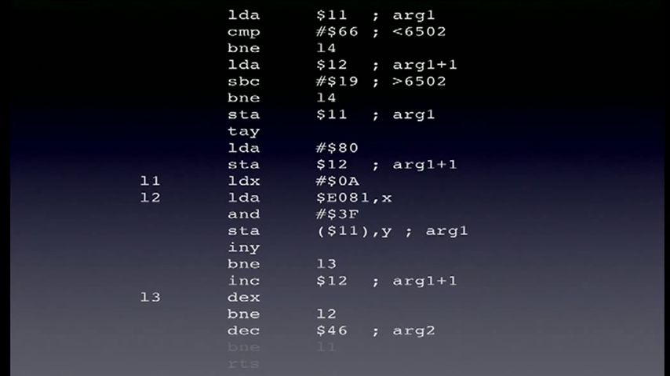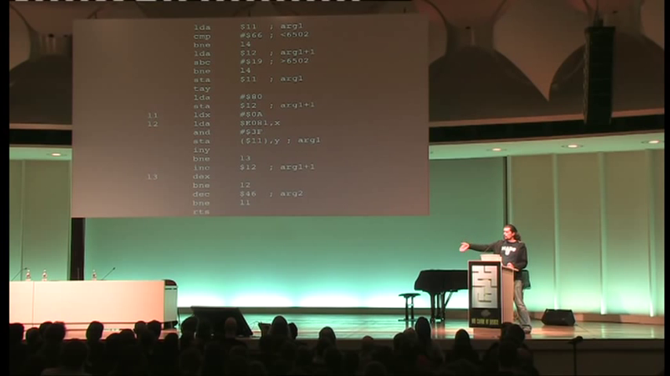Also loop. Decrement how many times you want to do it. That's another parameter that we got. Branch and RTS, return from subroutine. So you can see the parameters that we got were stored in 11, 12 in zero page, and in 46 in zero page. So every time we have to do a lot about the zero page. Now the question is, what does this code do?